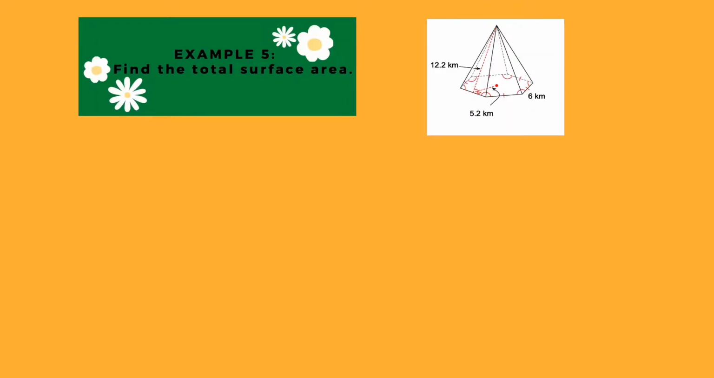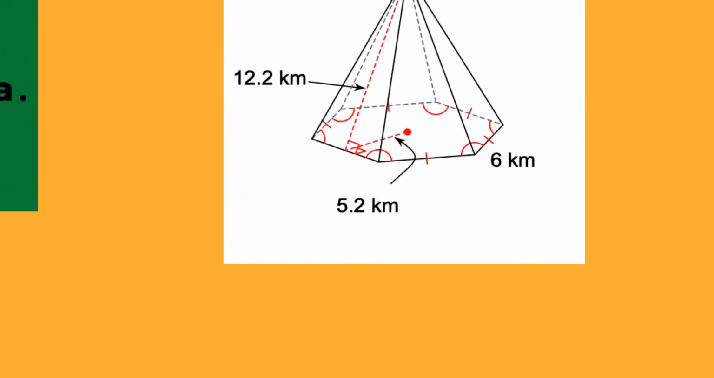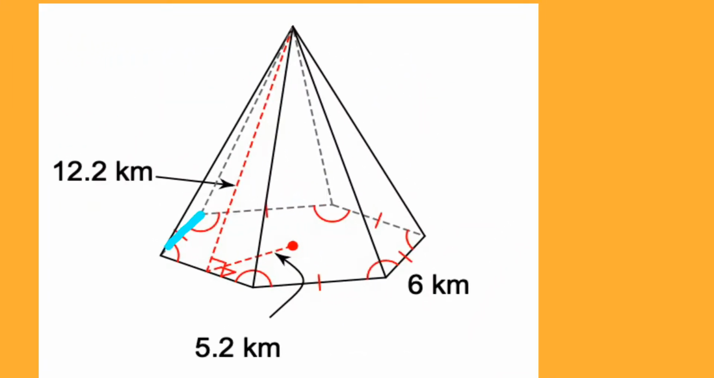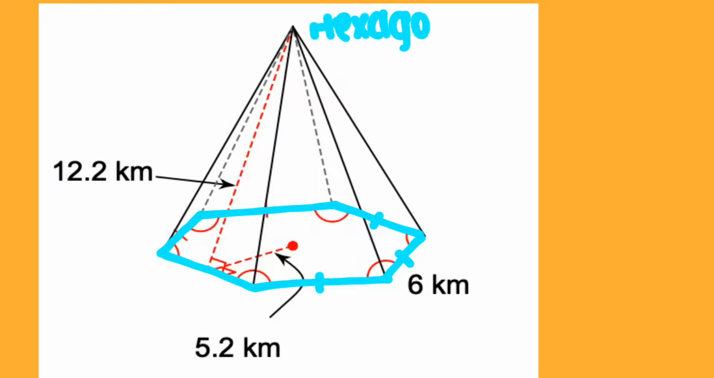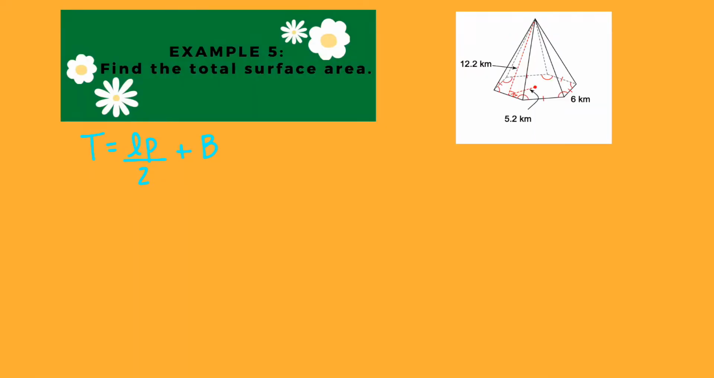So example 5, I want to find the total surface area, and to do that I first need to look at my pyramid. I need to determine what kind of pyramid this is. There are 6 sides that are all the same length because of these tick marks. So I know that this is a hexagonal pyramid. So my formula for total surface area, remember, is that slant height times the perimeter divided by 2 plus the area of the base. We'll come back to the area of the base, but we're going to do the first part.